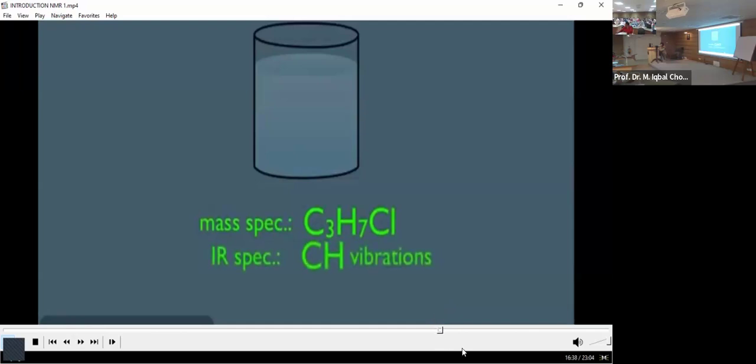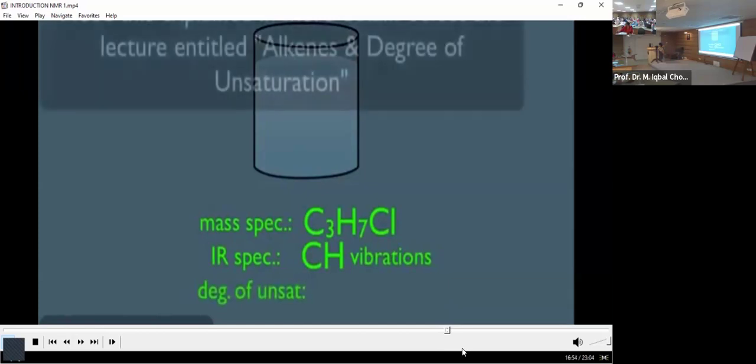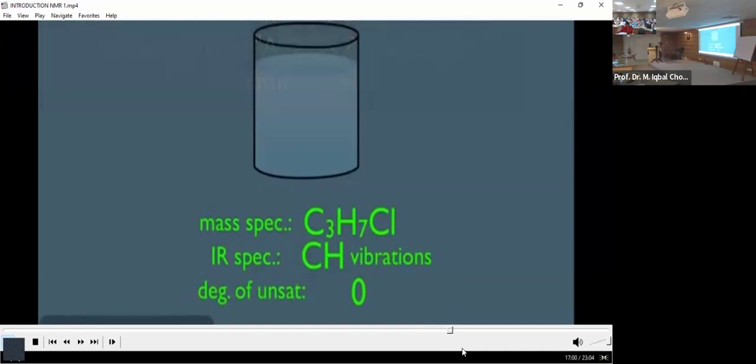Let's say we also run it in the IR spec machine, and the IR spec tells us that we see a lot of CH vibrations. Of course, because there are a lot of CH bonds in our molecule. Remember, we also learned how this machine works in a previous online lecture. And notice, if we did a calculation on the degree of unsaturation of our sample, the degree of unsaturation is 0. We talked about how to do this in another online lecture. And remember, what this 0 means is that our molecule has no double bonds, no triple bonds, and no rings.